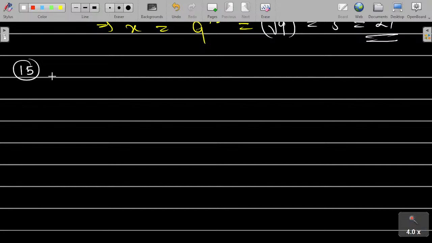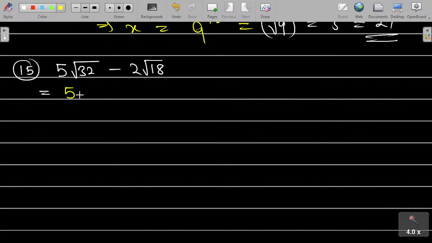Okay, so let's go to number 15. Number 15 says we should simplify the expression 5 root 32 minus 2 root 18. So what do you do in simplification of this kind of surd or radical expression? Before you add or subtract surds, they must be similar. So we'll try to see how we can make this become similar.